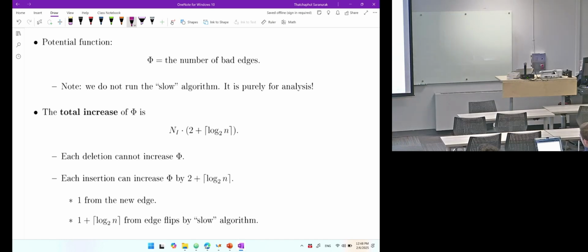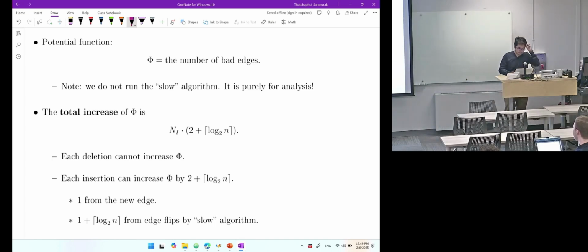Let's think of one insertion, and let's say the fast algorithm doesn't flip anything yet. We don't do any reset yet. Look at the time when the slow algorithm flips the path, and we don't do any reset yet. At that time, the total increase of phi is just log n. You agree with that, right? So that's how much you increase the potential.